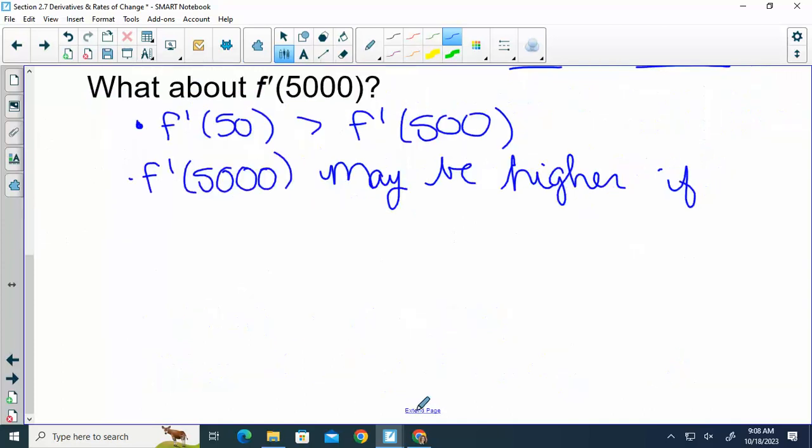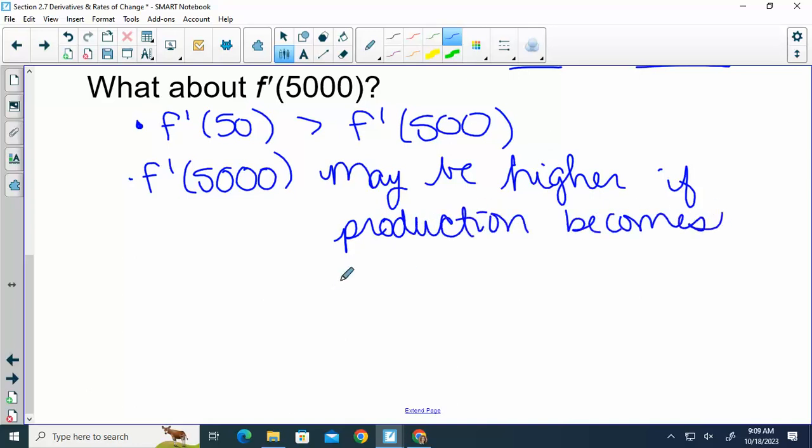If production becomes inefficient. Okay. At some point, you won't be able to handle an order that big, and so it's going to cost us a lot more to do that.